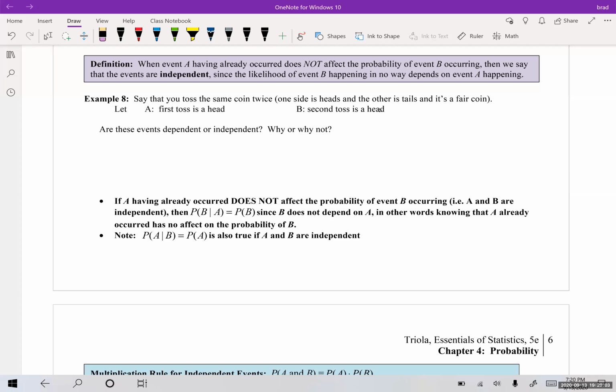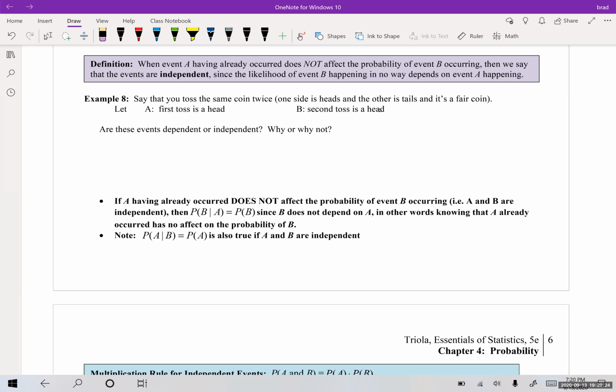So when event A having already occurred does not affect the probability of event B occurring, we say that the events are independent, since the likelihood of event B occurring or happening in no way depends on event A happening. Say you toss the same coin twice, one side is heads, one side is tails, and it's fair. Are these events dependent or independent?